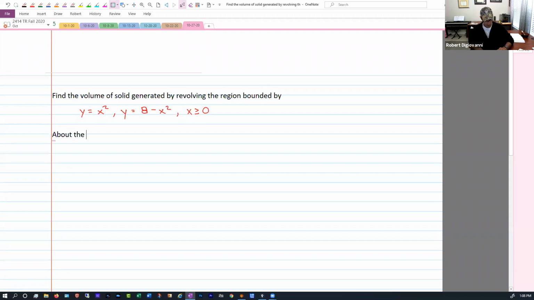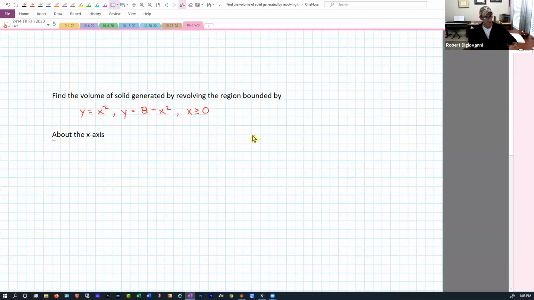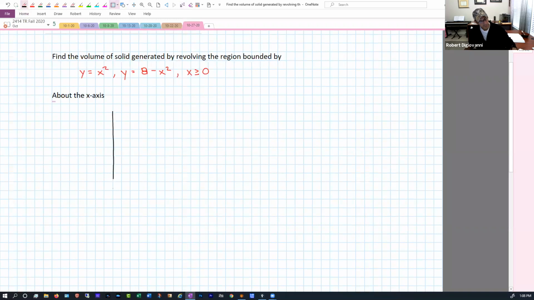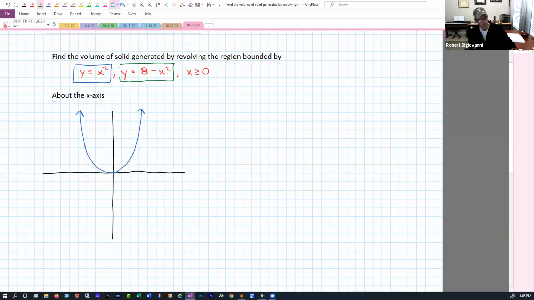About the x-axis. All right, so first things first, we've got to get an idea of what this looks like, right? So I go to my graph. I have y equals x squared. We all know that that's just a parabola that opens up. And then we have the other one, 8 minus x squared, which is a parabola that opens down and intersects the blue curve, and it's up here at 8, right? So that's our general shape.